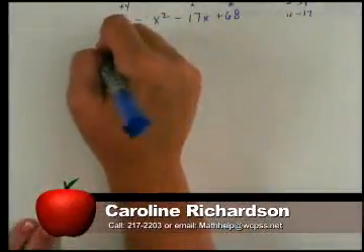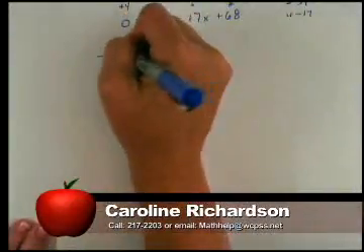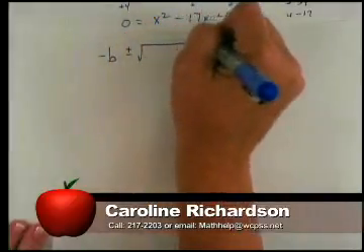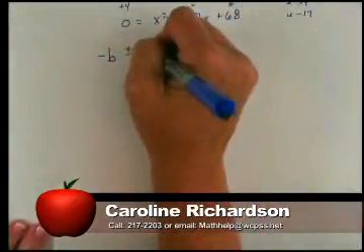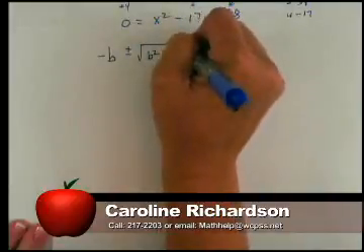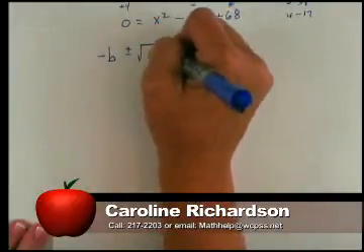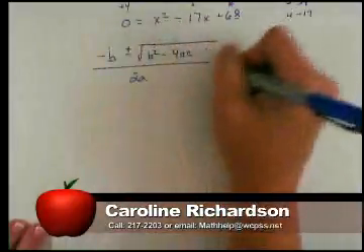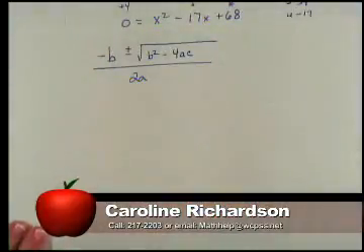Yes, I will. All right, come down here to the paper. So, quadratic formula. Negative b, plus or minus square root, b squared minus 4ac, all over 2a, okay? And there's the quadratic formula.